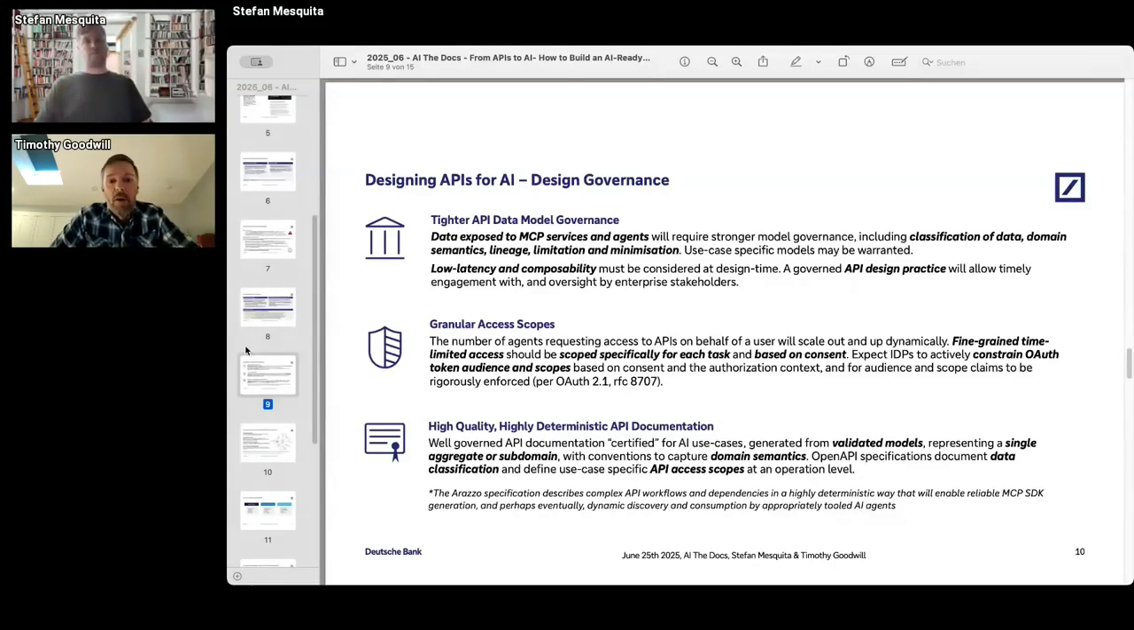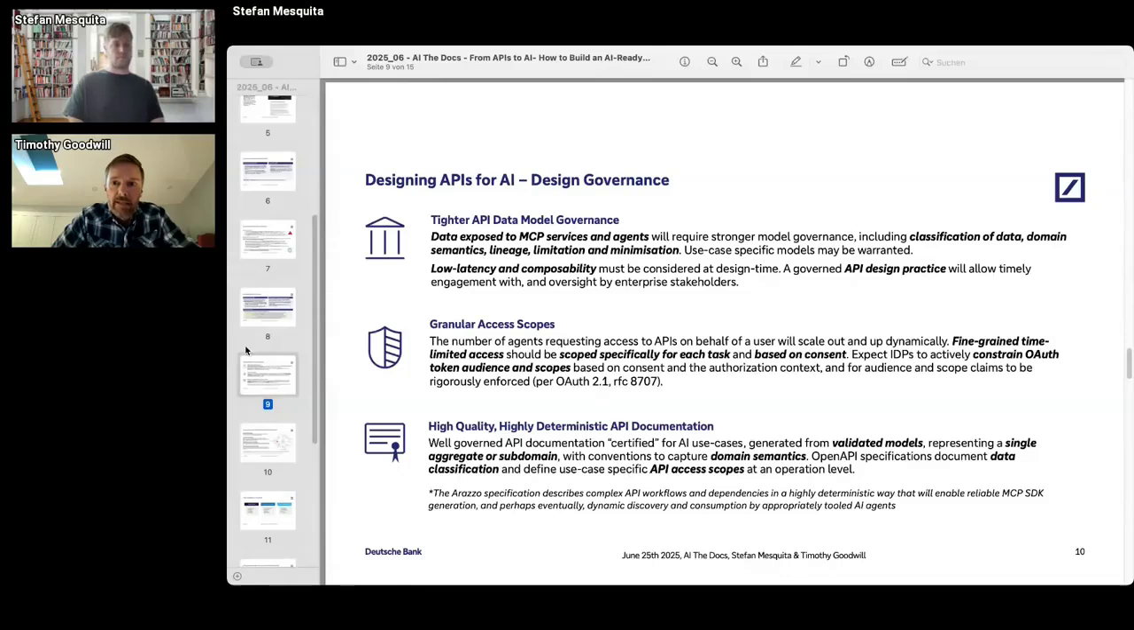Like, is this data mine? Should I be sharing it? We need to be able to implement limitation and minimization as per GDPR requirements. We also need to take care of other things which are not necessarily regulatory, but we need to understand how to make our APIs faster and more composable. Like, for instance, read models that are implemented with CQRS.